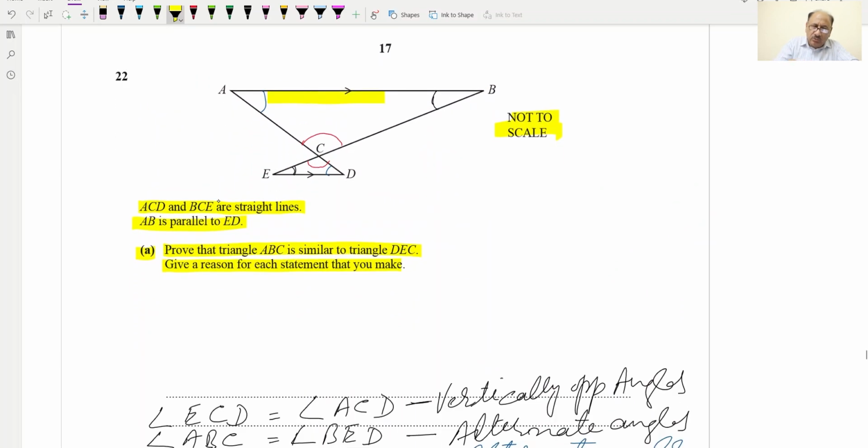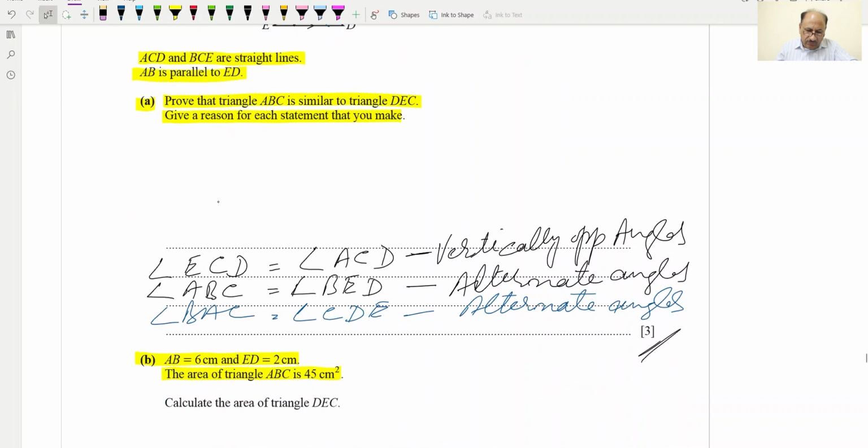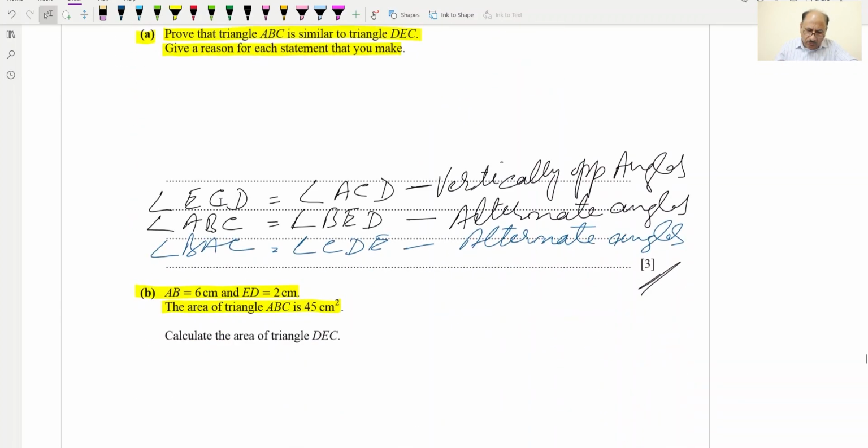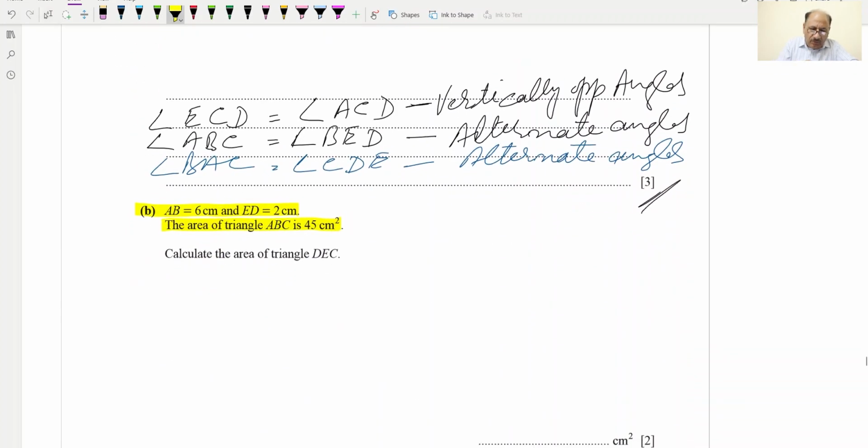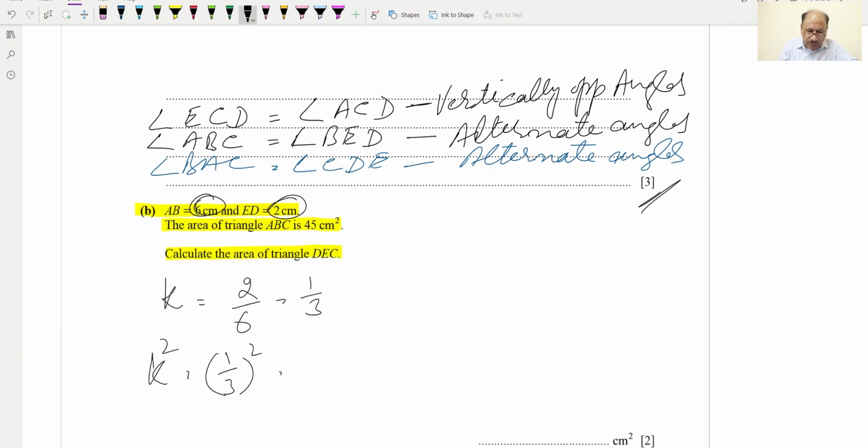ABC. Okay, so this triangle has an area of 45 centimeter square. Now calculate the area of the triangle DEC. So the K factor, which is the ratio, we can check by 6, this one and this one, so 2 over 6, this will be equal to 1 by 3, which is the length ratio, and K square will be equal to 1 by 3 square, which we are using for area. So this will be 1 over 9.